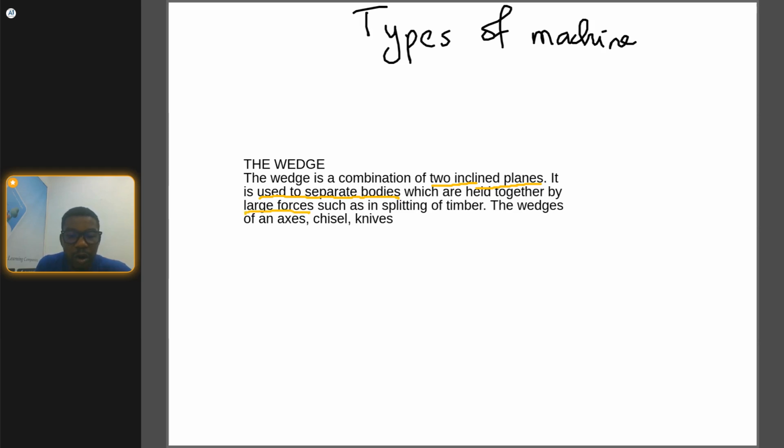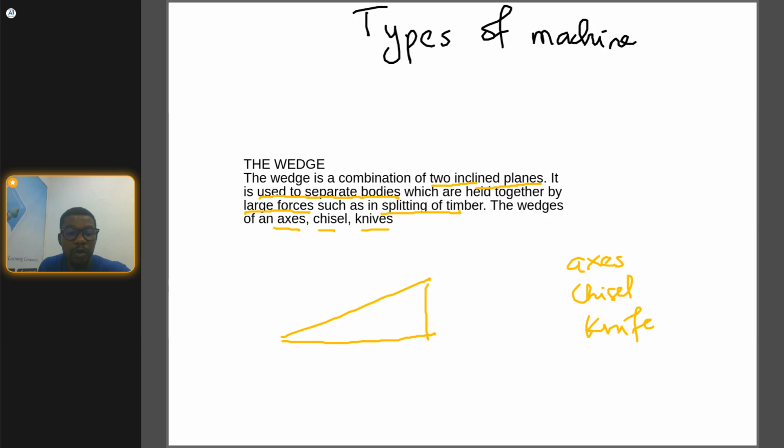such as splitting of timber. The wedges of an axe, a chisel, a knife. So the examples of wedges are an axe, a chisel, or a knife. Now, the definition of a wedge is the combination of two inclined planes. You know, we said this is an inclined plane. So when you have two of these combined together, it forms the what? The wedge.